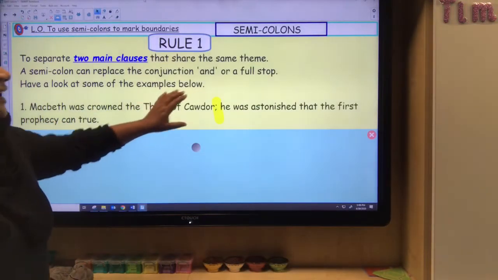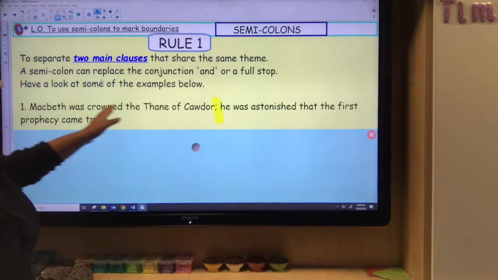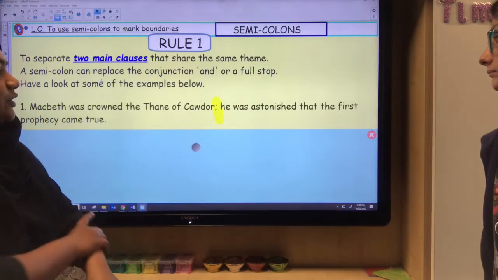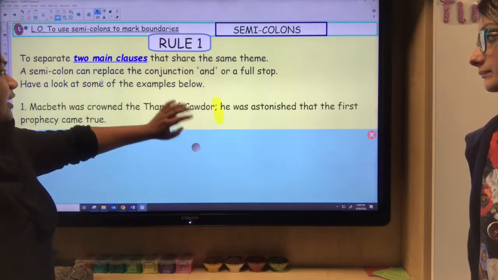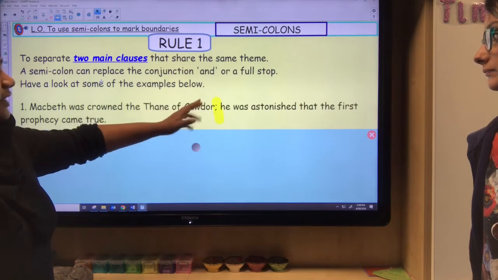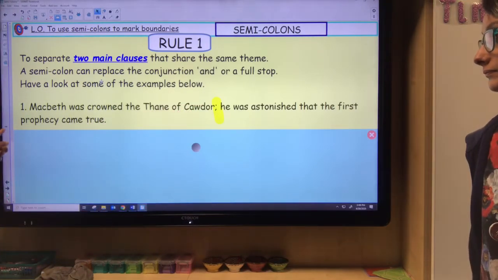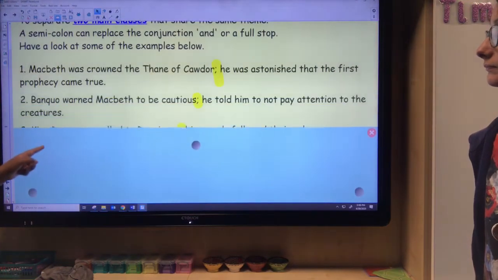Yeah. That again is another main clause, so that works. And there, it would also make sense. So Macbeth was crowned the Thane of Cawdor, and he was astonished that the first prophecy came true. As you can see here, the semicolon has replaced and in this particular instance, or it could replace a full stop.